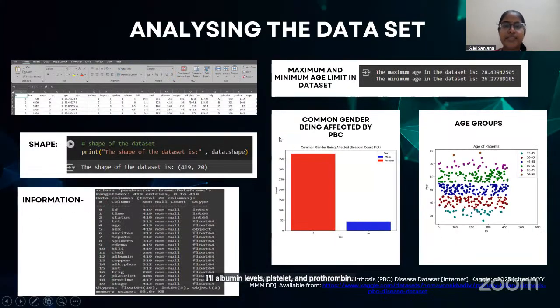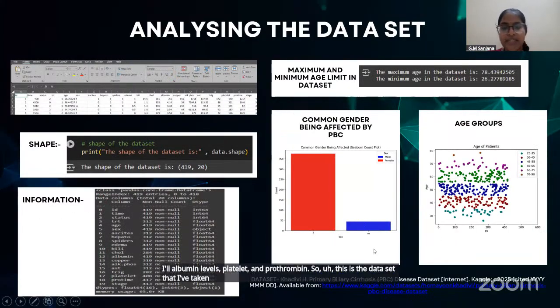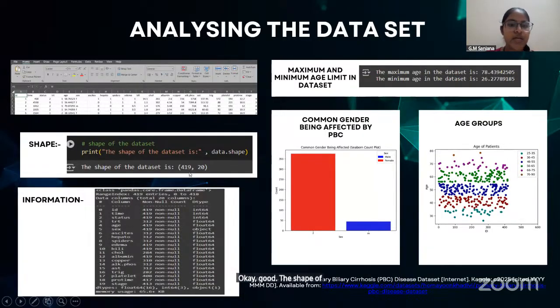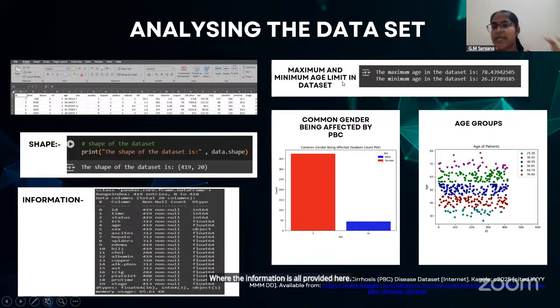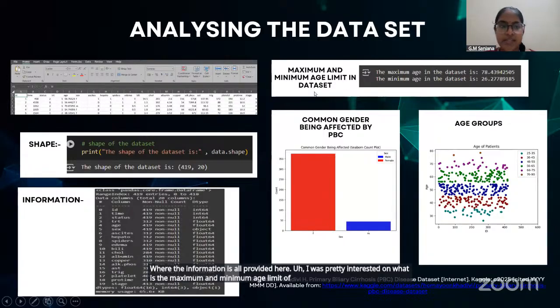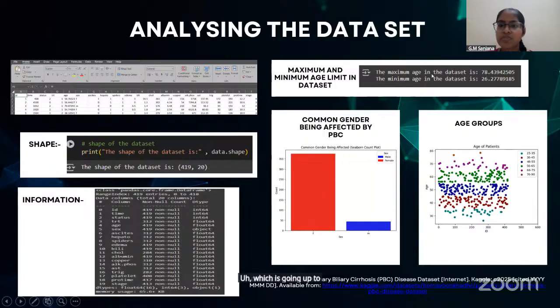So this is the data set that I've taken. It is taken from Kaggle. The shape of this data set is 491 rows and 20 columns, where the information is all provided here. I was interested in the maximum and minimum age of the patients in this data set, which goes up to 78 as the maximum age, and the minimum is about 26.